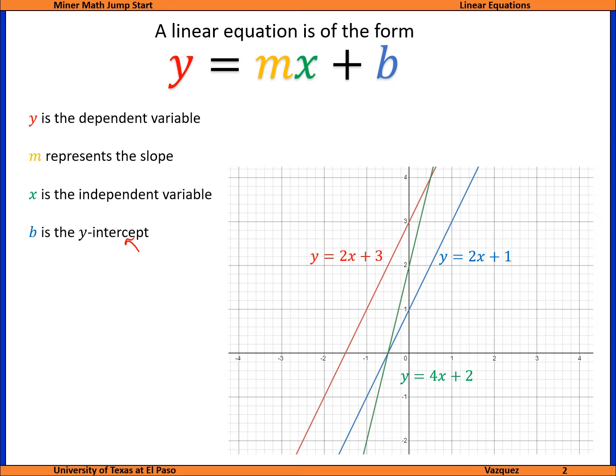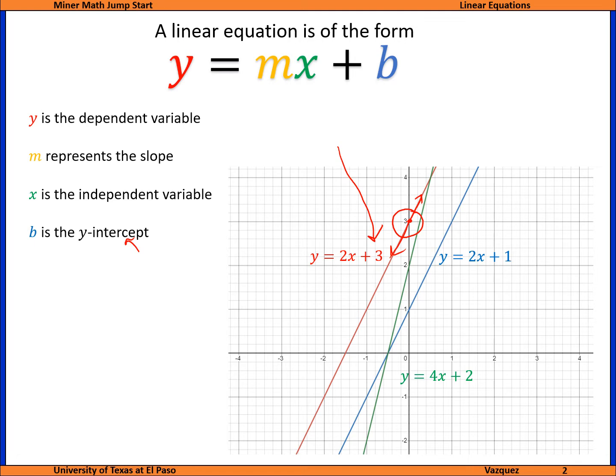Now, the y-intercept, what that means basically boils down to where it crosses the y-axis. So if you notice this equation in red right here, we have a b of 3 or a y-intercept of 3. And all that means is that at y equals 3 is where our red line crosses the y-axis. That's all that is.